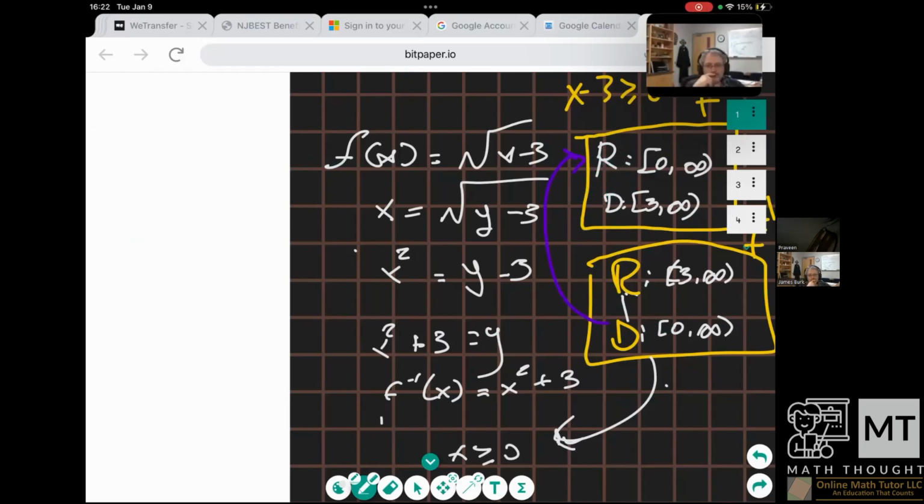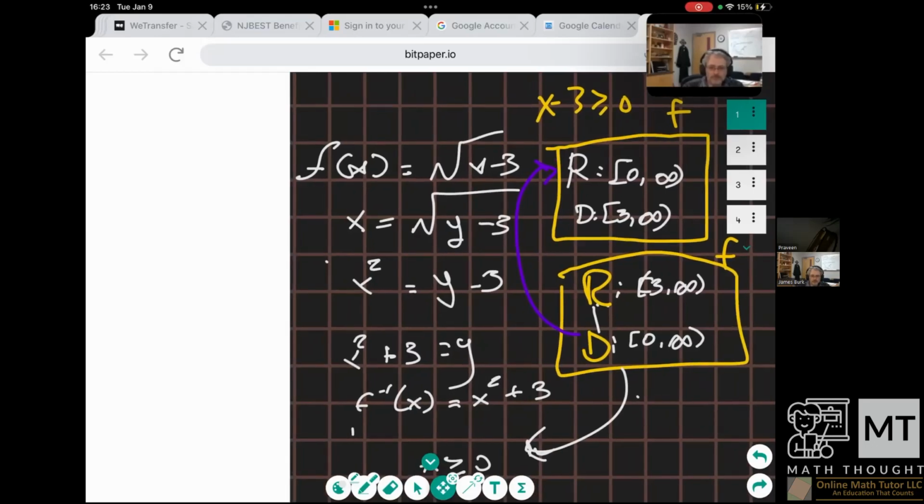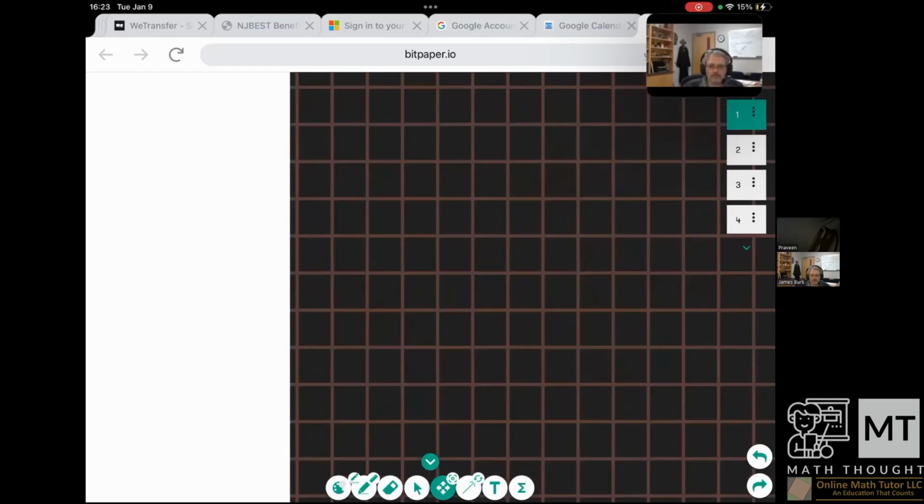Gotcha. All right. Good. Do you have a couple of harder practice problems for me with inverses? Give me a moment, I sure do. Okay. And I think what I really need to focus on right now in terms of inverses is the domain restrictions. That's where I'm tripping up.